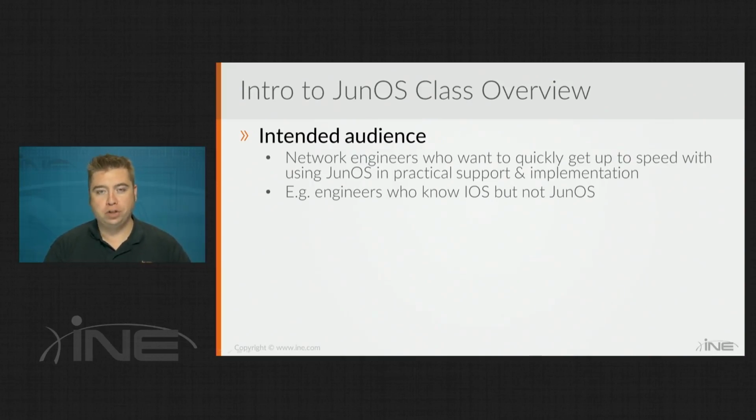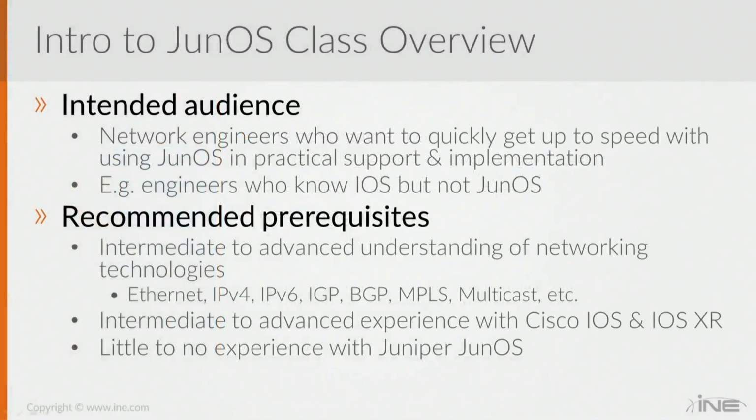So maybe you have a new position coming up where the particular network is using Juniper either for their edge routing, their edge firewalls, their core routing, and then you need to quickly transfer your existing knowledge into the Juniper syntax. So as a recommended prerequisite for this class, ideally you already have an understanding of network technologies, things like Ethernet switching, Layer 3, IPv4 and IPv6 routing, both with IGPs like OSPF and ISIS and BGP, and then also some additional network services like MPLS or multicast.